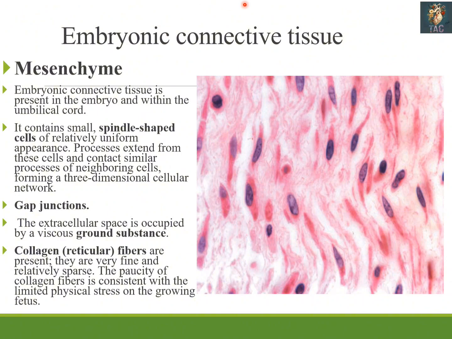First of all, we will study the embryonic connective tissue. The mesenchyme is one type and mucous connective tissue is another type. This mesenchyme is basically embryonic connective tissue present within the embryo, and in this you can appreciate these cells. These cells are spindle shaped with thin processes, and these processes are attached to the neighboring cells, thus forming a three-dimensional cellular network. These cells are attached to each other by gap junctions, and the extracellular space over here is occupied by the extracellular matrix, that is the ground substance.